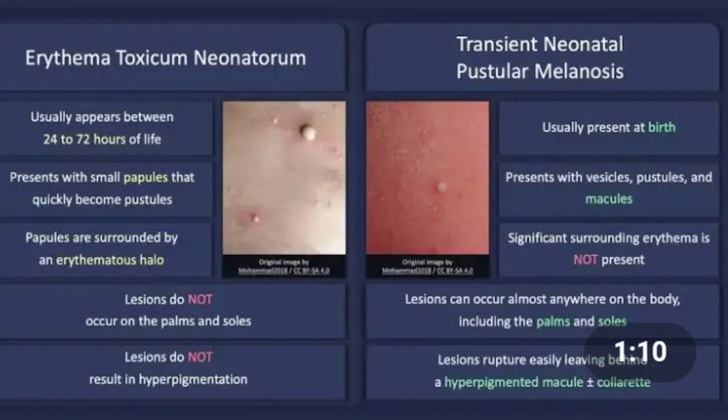The lesions of erythema toxicum neonatorum usually do not occur on the palms and soles, while transient neonatal pustular melanosis can occur anywhere, including on the palms and soles. And erythema toxicum neonatorum lesions do not lead to hyperpigmentation, while hyperpigmentation can be seen in transient neonatal pustular melanosis. So it is very important. These two conditions are very important from the MCQ point of view and even in a talk station.